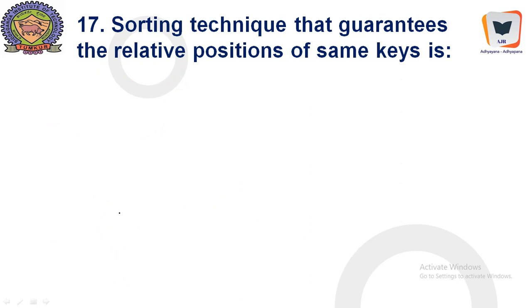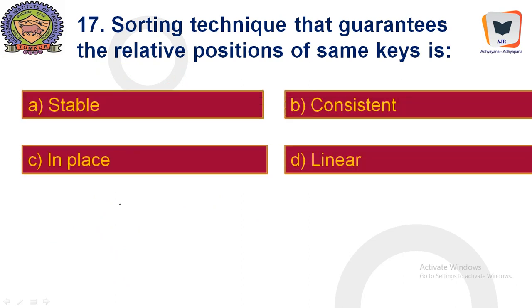Sorting technique that guarantees the relative positions of the same keys. Even after sorting, it should be a stable algorithm. Let us say there are elements 1, 2, 5, 3, and there are two equal elements over here, 2 and 2. So before sorting, this is I, before sorting, this is J. This 2 has I, that is first position, and this 2 has, let us say, third position. I is less than J.